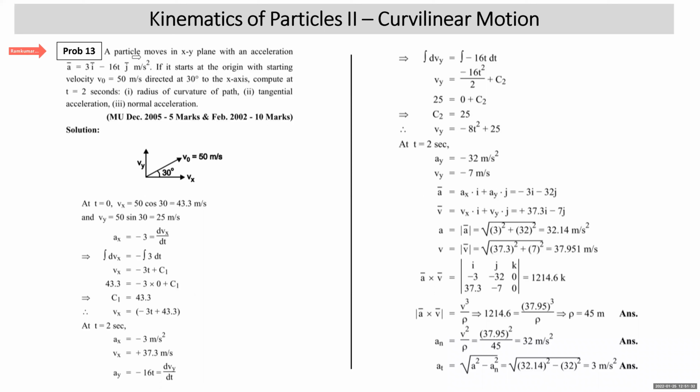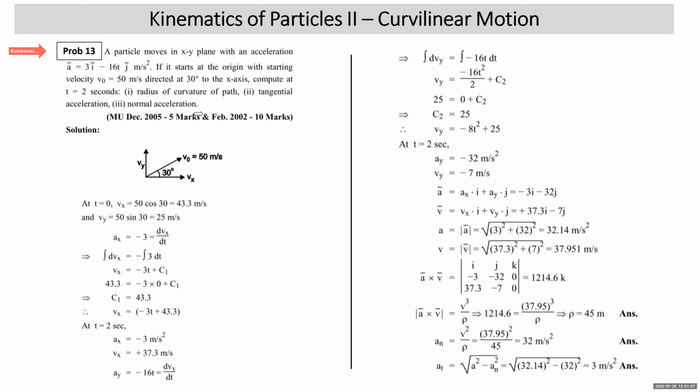I'm reading the sum. A particle moves in the xy plane with acceleration 3i minus 16tj. That means, as in the last sum, the acceleration vector is given. It starts at the origin with starting velocity v0, that is 50 meter per second, directed at 30 degrees to the x-axis. That means this time the boundary conditions are given to you. You are given the initial velocity which is directed at 30 degrees to the x-axis.